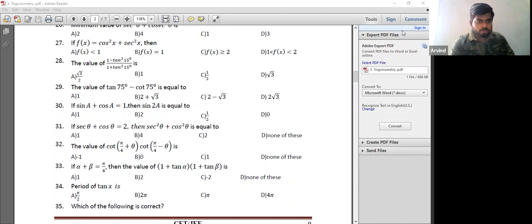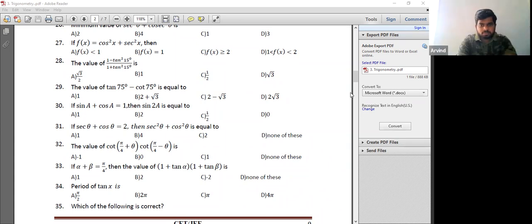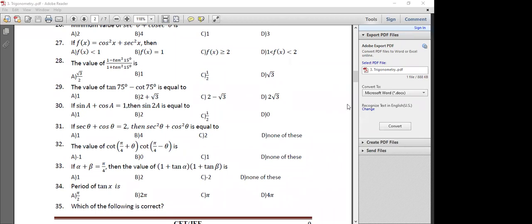Okay, will we continue with 31st question? If secant theta plus cos theta equal to 2, then what is secant square theta plus cos square theta? We had already solved a similar type of problem. What will be the answer? 2, sir. 2 itself. Yesterday we had solved this. So you have to just square it on both sides. Then you will get it, okay? Yesterday I had given it as a note also, so I'm not going to do that. So let's go for the next one.